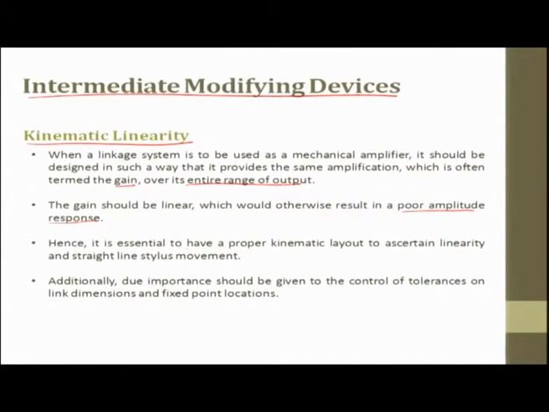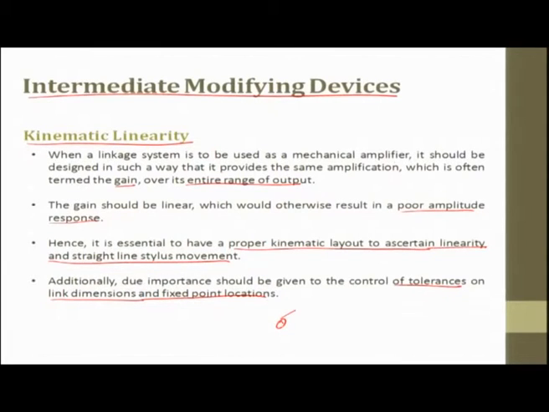Hence, it is essential to know a proper kinematic layout to ascertain linearity and straight line stylus movement. Additional due importance should be given to control of tolerance on link dimension and fixed point location. So, this I was talking to you, an example of gears. If you want to have a fixed link movement, that is also possible.